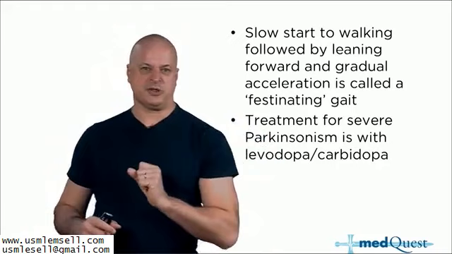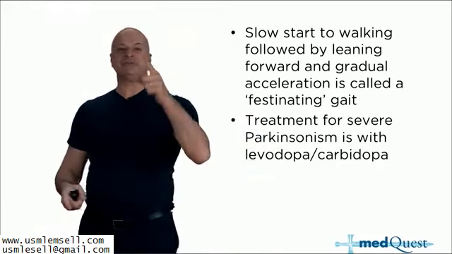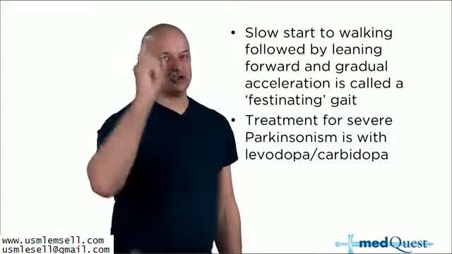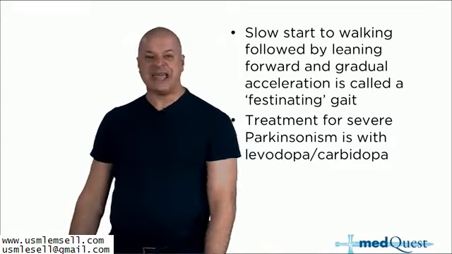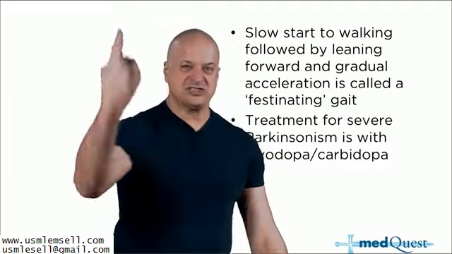And this is like cogwheel rigidity of your central nervous system on the gait. Now remember, you don't like the tremor of Parkinson's, but for the patient with Parkinson's, what brings them to the doctor is the gait disorder. They don't like that they can't walk and can't move. That's the main thing that brings them to the doctor.